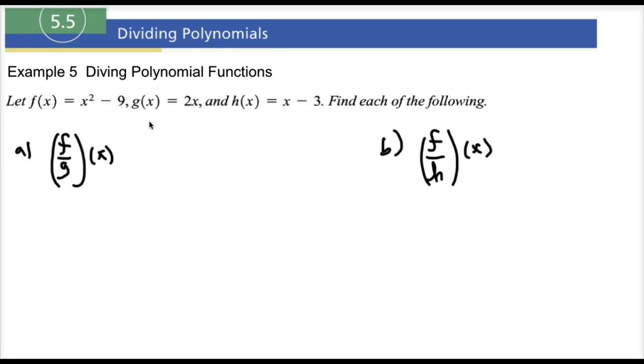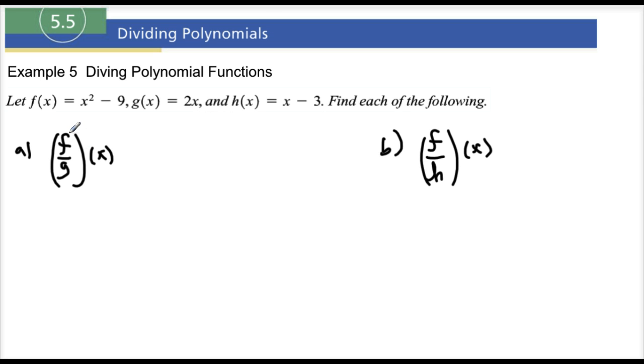We're going to be going ahead and dividing these functions here. So I have three functions that I've labeled: f of x is x squared minus 9, g of x is 2x, and h of x is x minus 3. So we want to find each of the following. Let's go ahead and start tackling these.